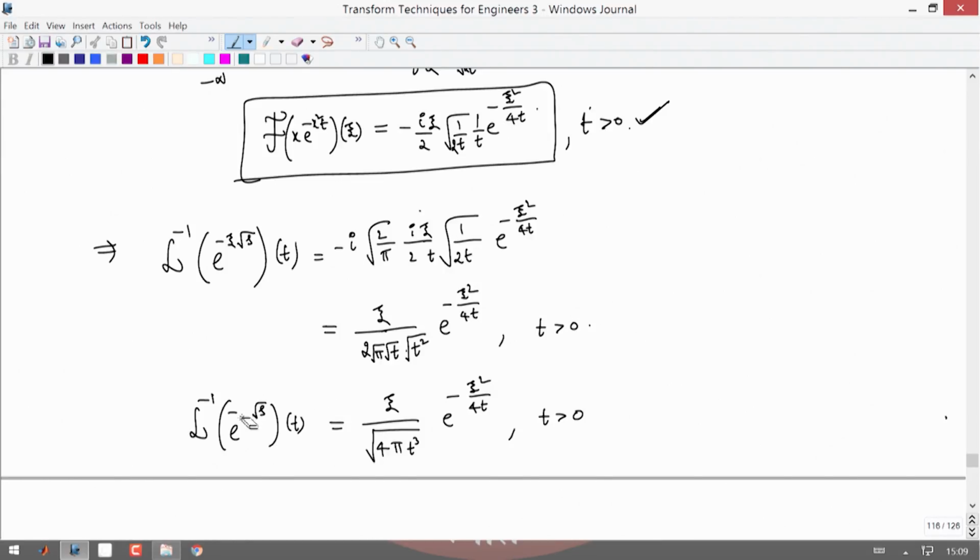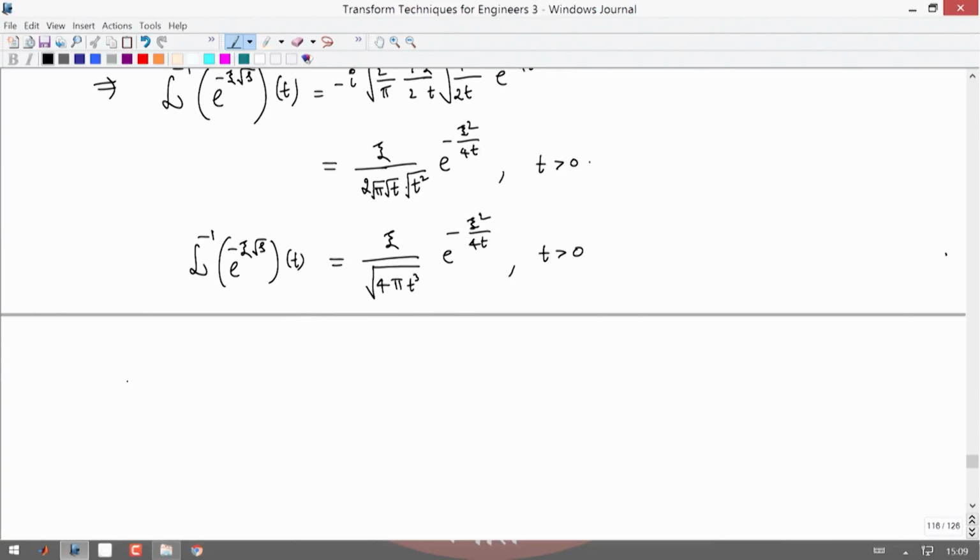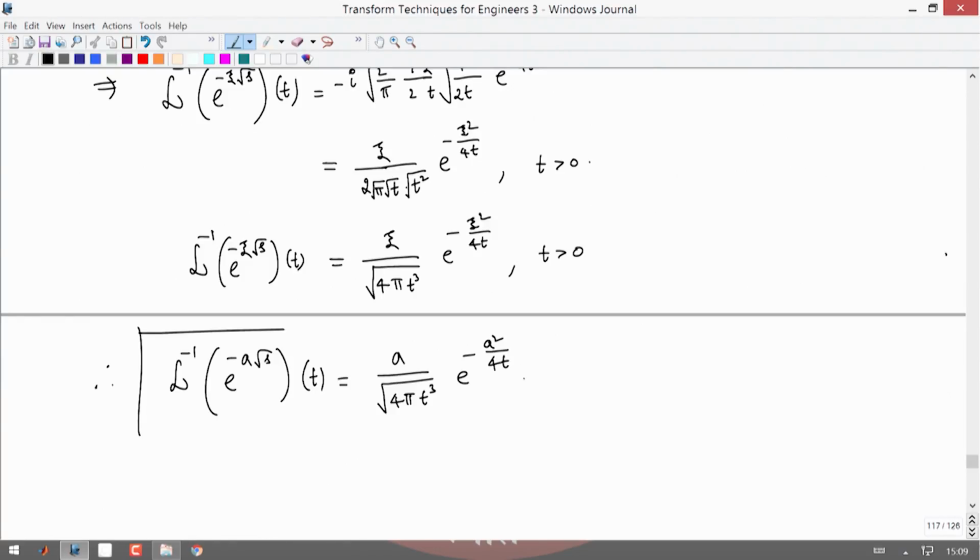So, if I replace xi by a, let me write. So, finally, you end up getting the Laplace inversion of e power minus a root s, that is where we started, as a function of t. This will be, instead of xi you put a, by square root of 4 pi t cube times e power minus a square by 4t. So, this is exactly your Laplace inversion of the function you want.